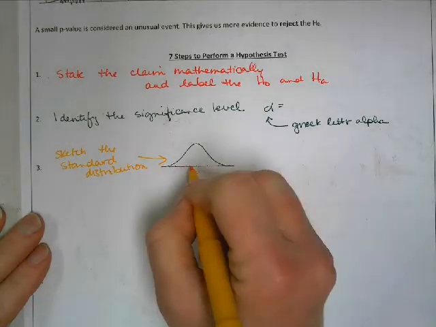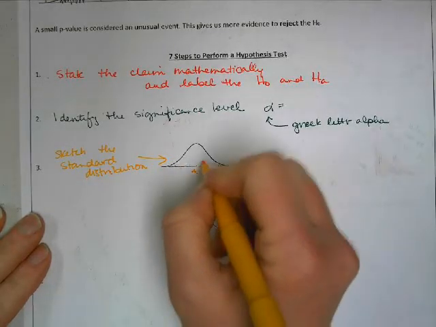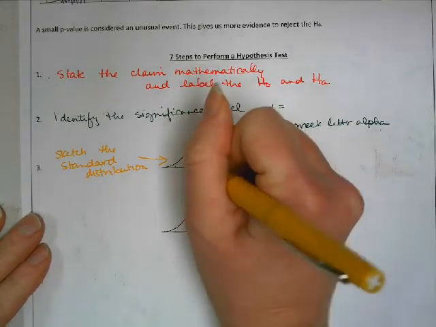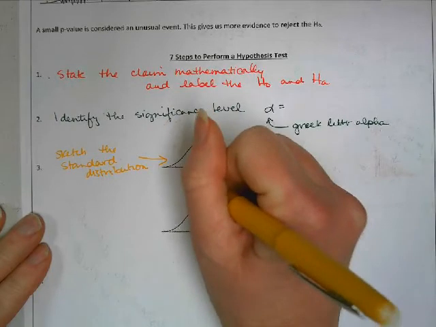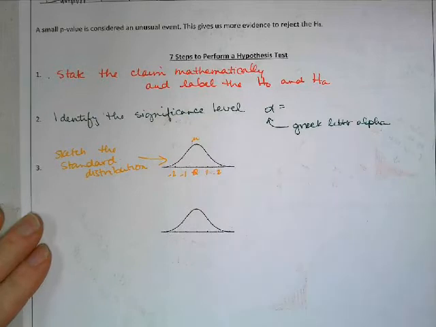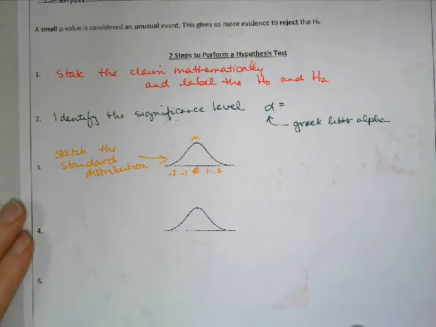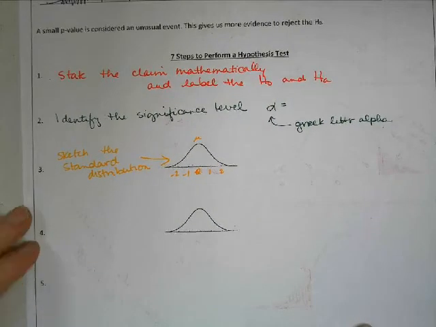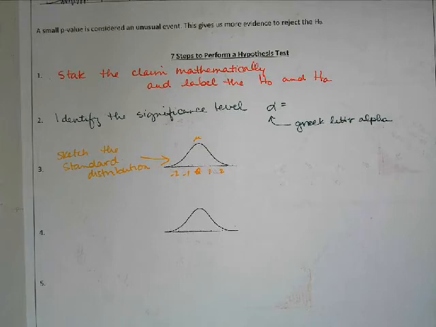But this is a standard distribution, which means the mean is always 0, and these are our standard deviations, because we're standardizing everything. All right. Then we are going to calculate the test statistic.